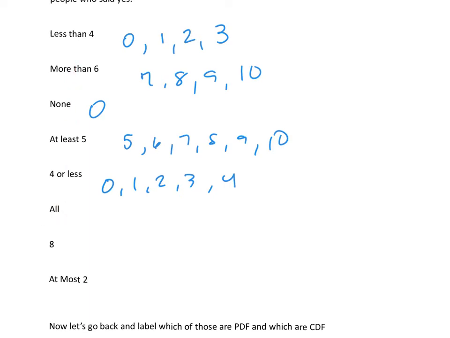All 10? Actually, it's just the number 10. The reason is, it would be like saying you asked 10 people, what's the probability all 10 said yes. That's the probability that exactly 10 people said yes. Not 10 or less. There's no or situation. It's just what's the probability all of those people said yes. There are 10, so that would just be the number 10. The probability that 8 people said yes, that's just the number 8.